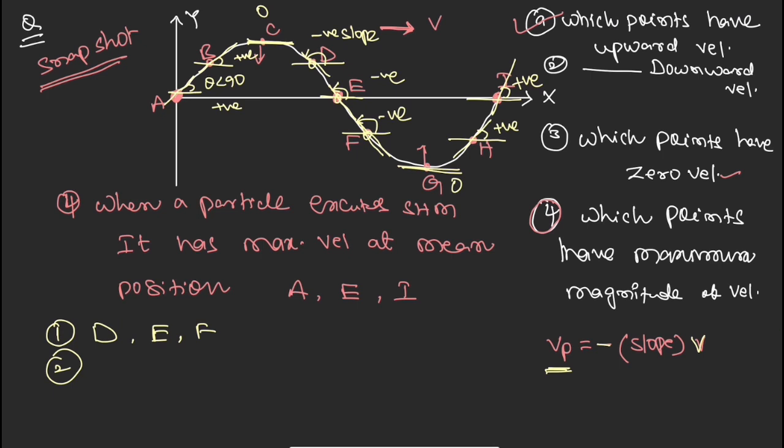For the second one, downward velocity. Downward velocity means minus, so the slope should be positive. So which ones have positive slope? A, B, and next H, and next one is I. For the third one, which points have zero velocity? Zero velocity means the slope should be 0. So where is the slope 0? At C and at G.